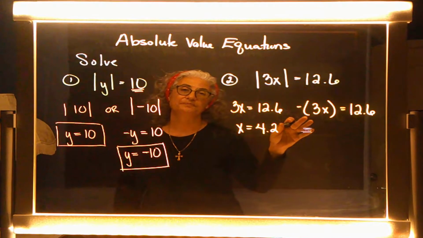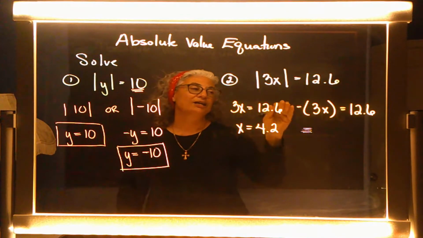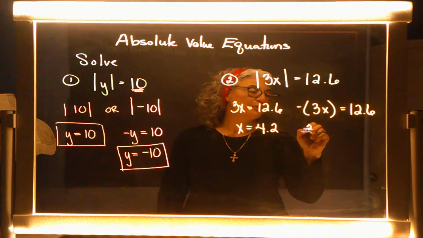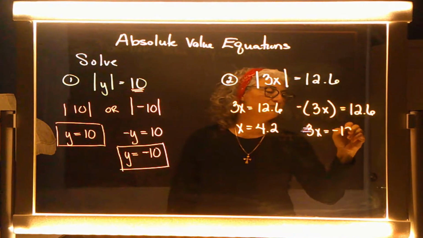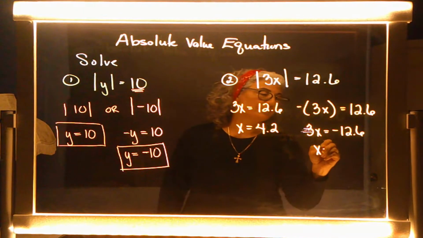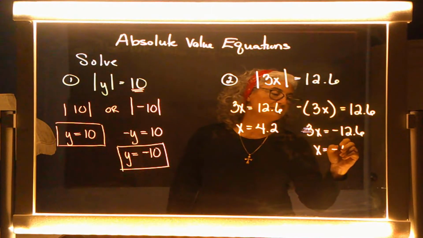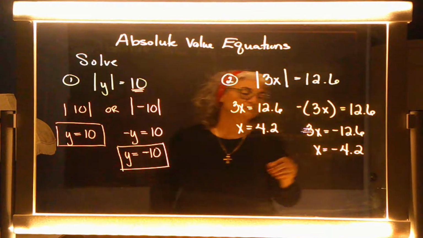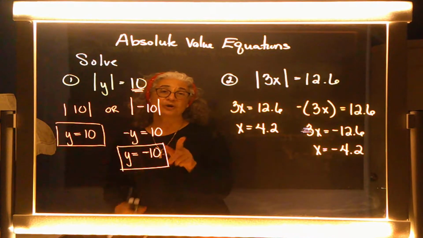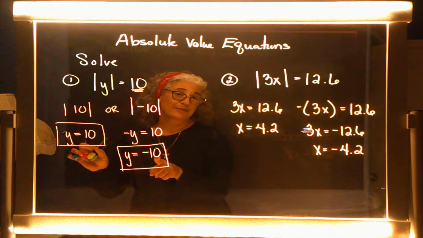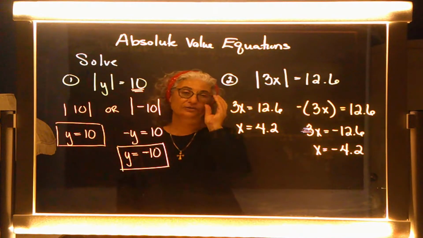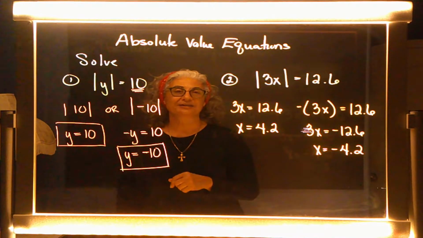This one, what do you think you should do first? Good. Divide both sides by the negative, probably be a little bit easier. So I'll have 3x equals the negative 12.6. Then I divide both sides by 3, and I end up with x equaling a negative 4.2. Cool? Okay. So now, in these 2 problems, I had the exact same answer except one positive, one negative, right? Yeah, that doesn't always happen. Stay tuned. I'll be right back.